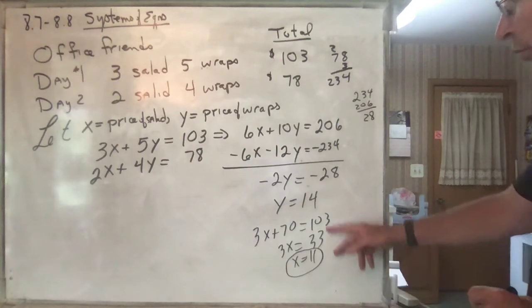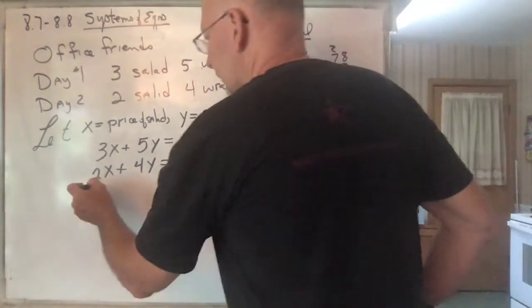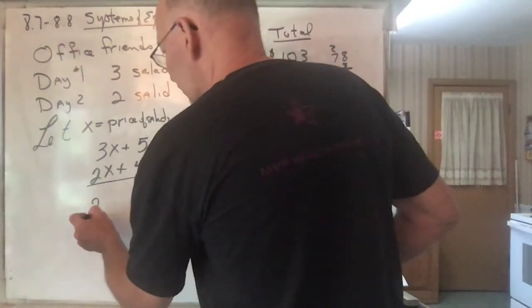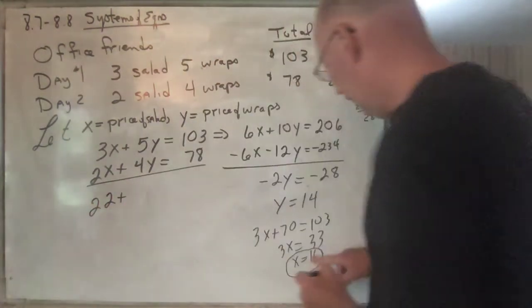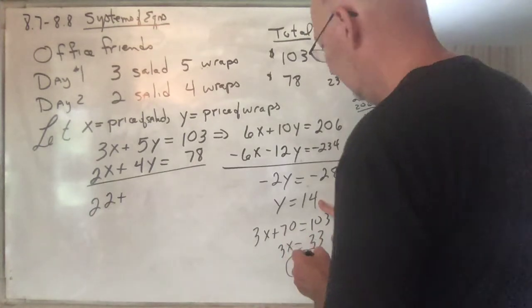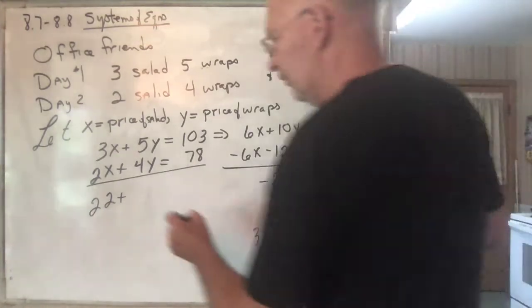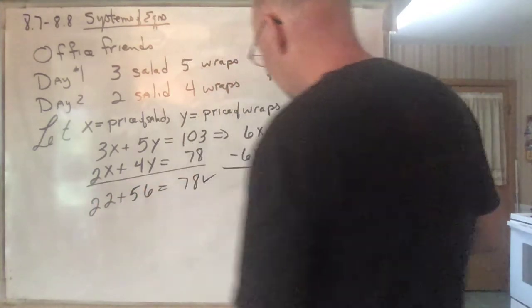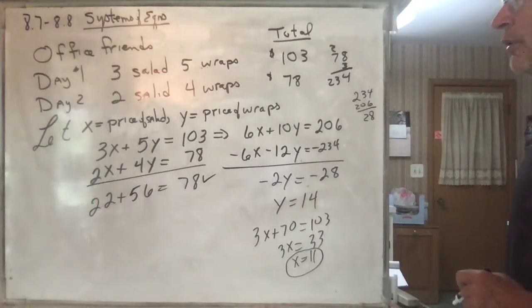So there you go. Now you should always check it just to make sure you have it right by checking the other equation. If you check the other equation, I'm going to get 22 here. And then 4 times 14. 2 times 14 is 28. 28 times 2 is 56. So 56 gives me, sure enough, 78. So there you go. So that's all there is to it.